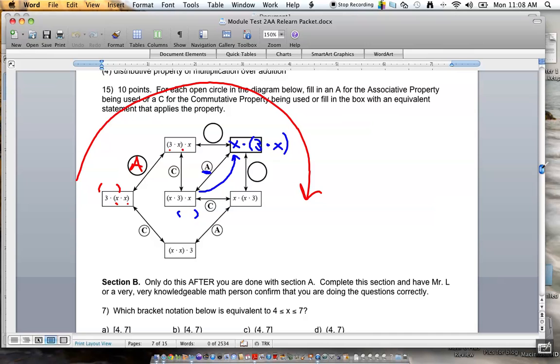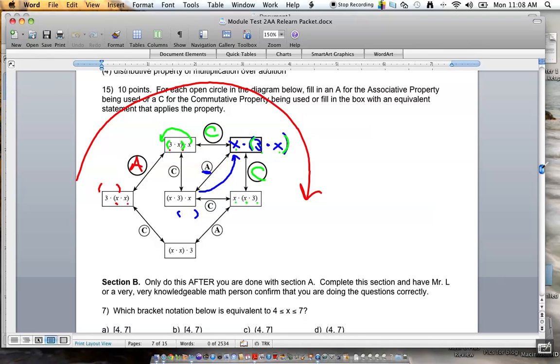Next, I have the 3 and the x, and I still have the 3 and the x. What's happened is the x has gone from the back to the front. That's switching order. When you switch order, that is the commutative property. Over here, we are also switching order. Check it out. The x is staying the same, but it's 3 times x in the parentheses here, and now here it's x times 3. So this is also an example of the commutative property.